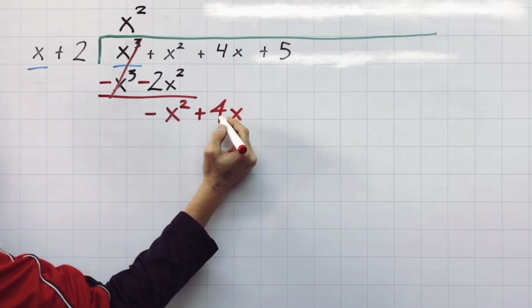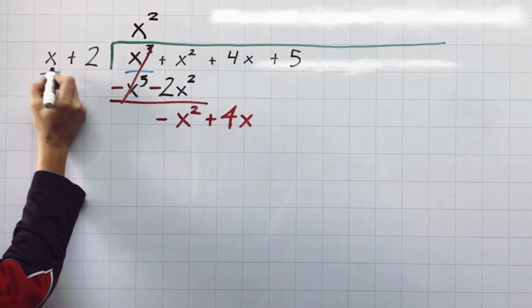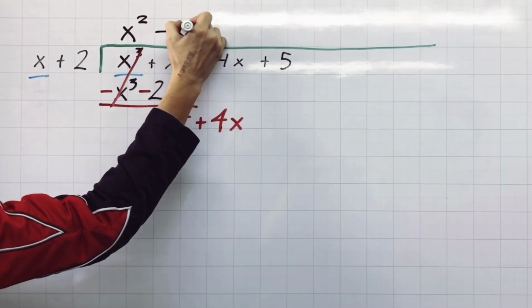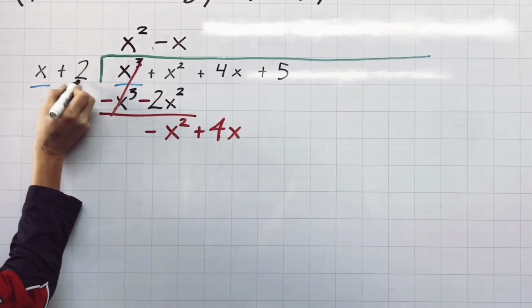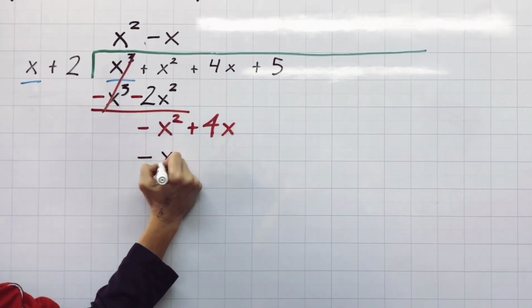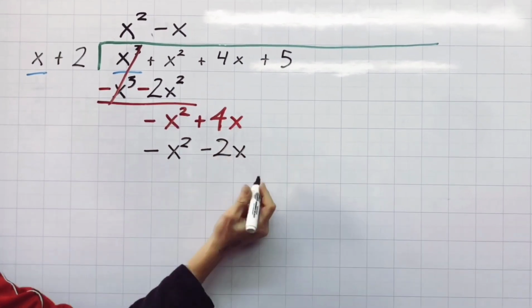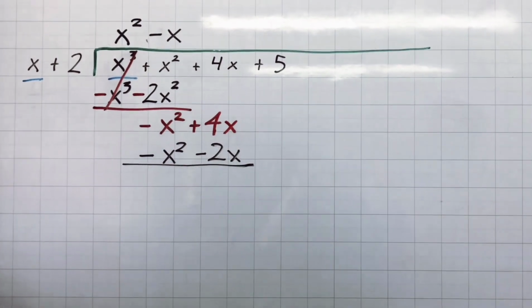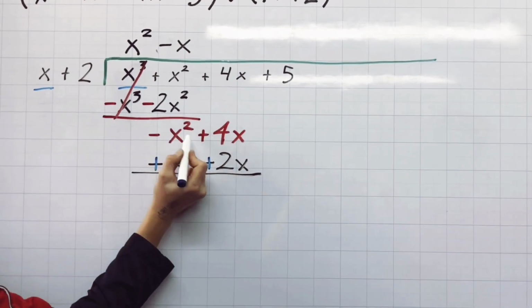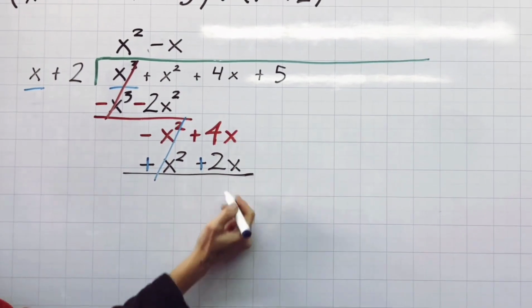Then we just continue to divide. So here we have minus x squared divided by x. Minus x squared divided by x is minus x. Then we multiply this minus x by both terms. Minus x times x is minus x squared. Minus x times 2 is minus 2x. Then we go to subtract this quantity, so minus a minus is a plus, minus a minus is a plus. So here we have minus x squared plus x squared, that cancels out. 4x plus 2x is 6x.